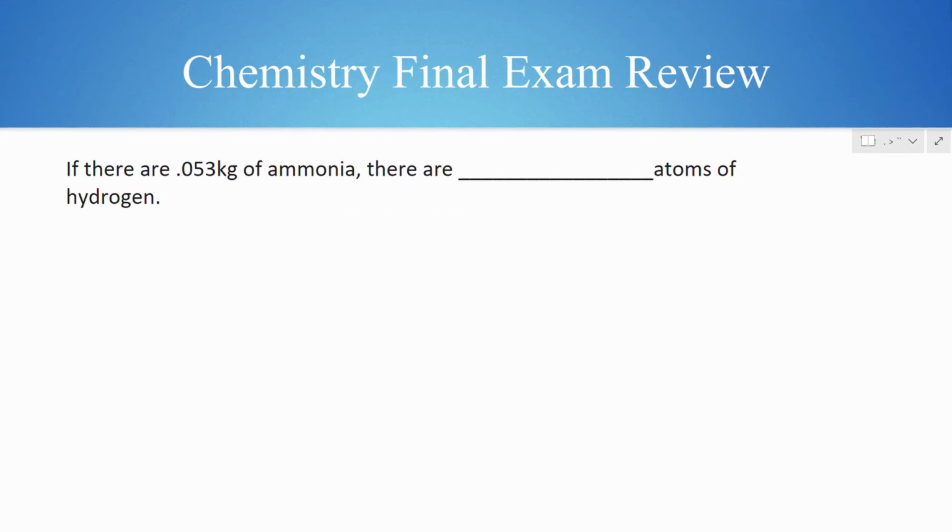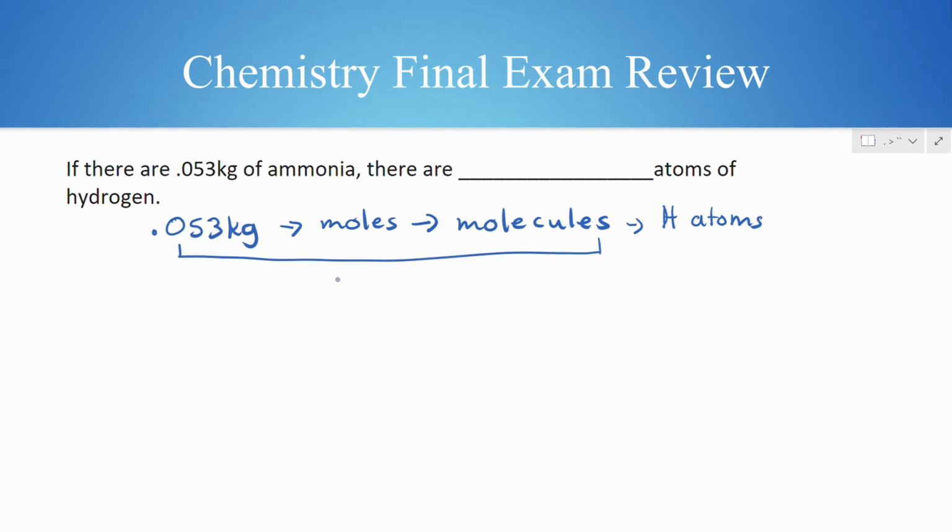If there are 0.053 kilograms of ammonia, how many atoms of hydrogen are there? Right now we need to go from kilograms of ammonia to moles of ammonia, and then to molecules of ammonia, and then to hydrogen atoms. Now ammonia is represented by NH3. Let's first convert kilograms to moles. Now to do that, we still need to go through grams.